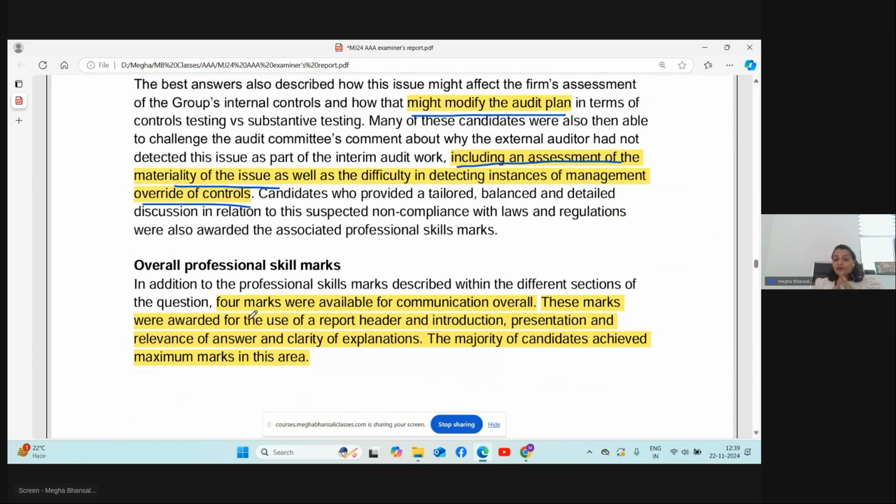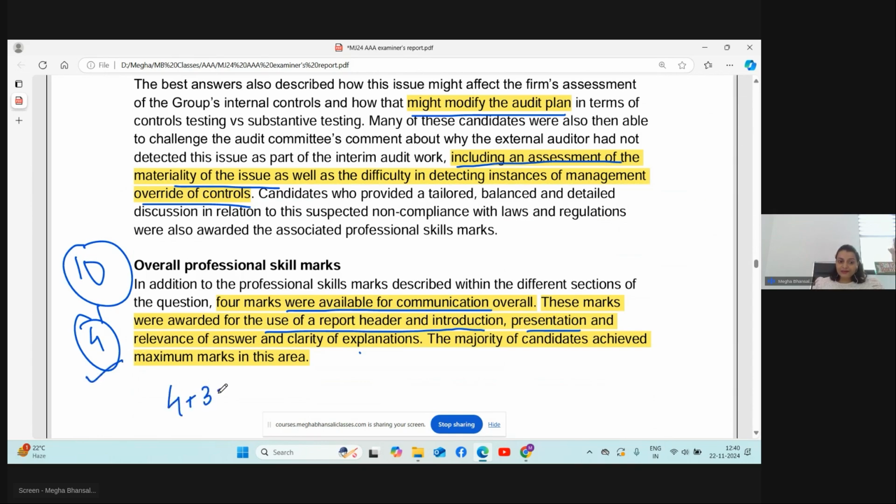Now coming to my professional marks. We know I get 10 solid professional marks for each of my risk questions. Out of this, you get 4 marks for communication, which is simply for use of report header, introduction, presentation, relevance of answer and clarity. So just for presenting your answer properly, you're getting 4 marks. So 4 marks is a cakewalk.